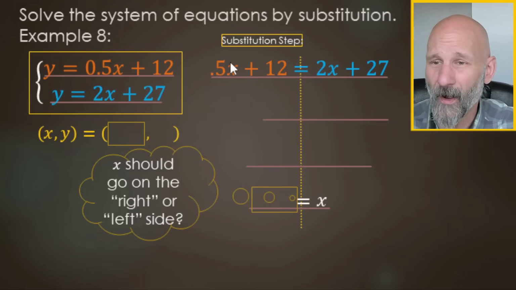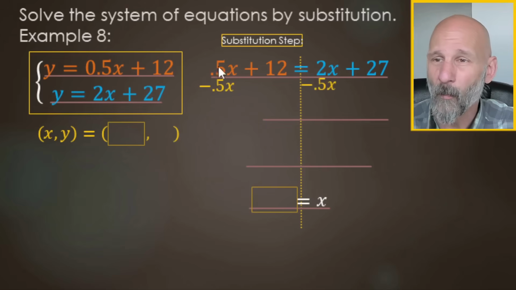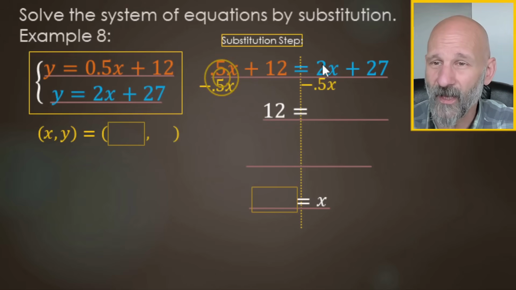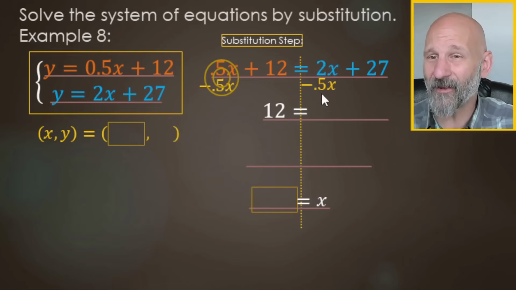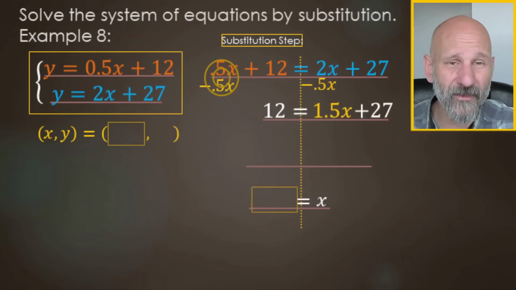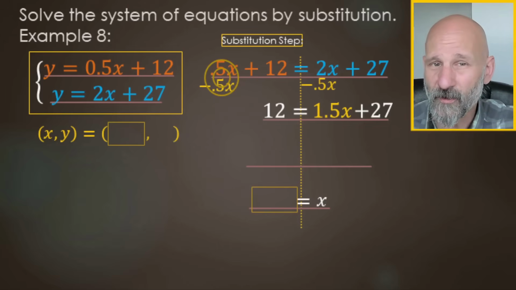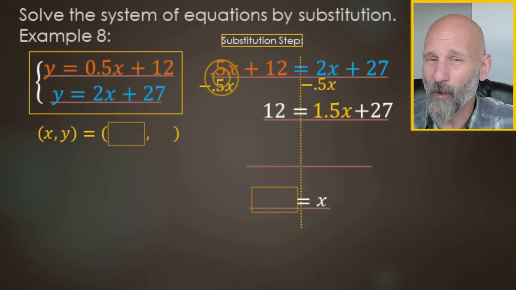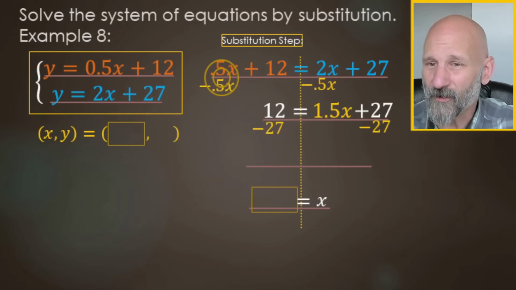Okay, so we don't want x's on the left, so we're going to undo 0.5x with a minus 0.5x to both sides. So no more x's on the left, just 12 equals 2x minus half an x, which is going to be 1.5x. And then we still have the plus 27 there. So two-step equation: we're going to subtract 27, then divide by 1.5. Subtracting 27 from both sides, 12 minus 27 makes negative 15.